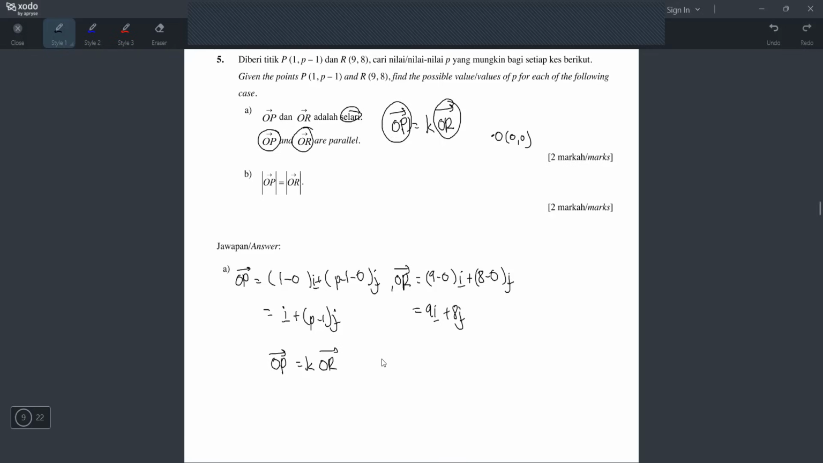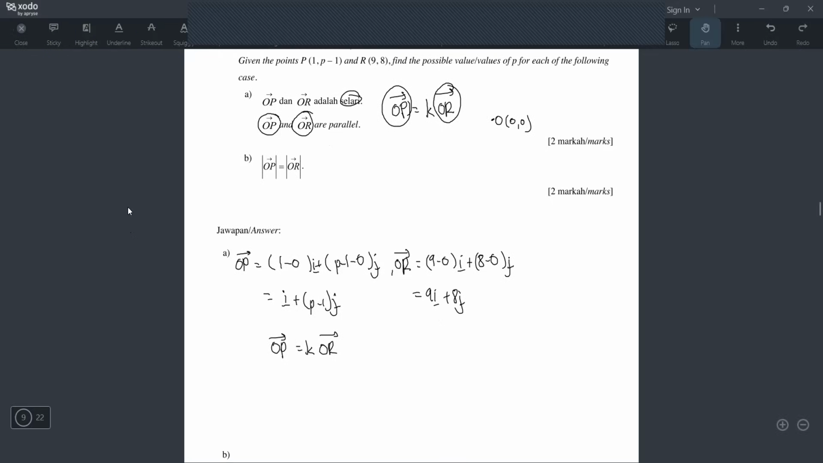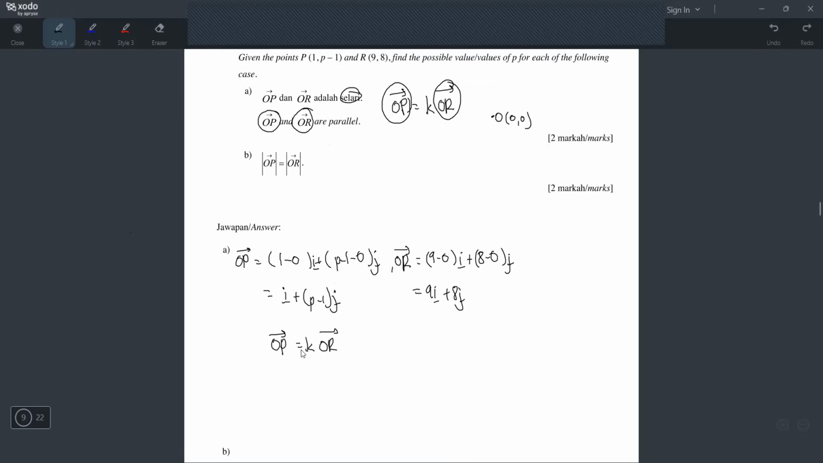But actually, there's another method to do this question. Later I'll show you a shortcut method. All right, let's do it like this first. So the vector OP is what? I plus bracket P minus 1j, and then K bracket OR, which is 9i plus 8j.